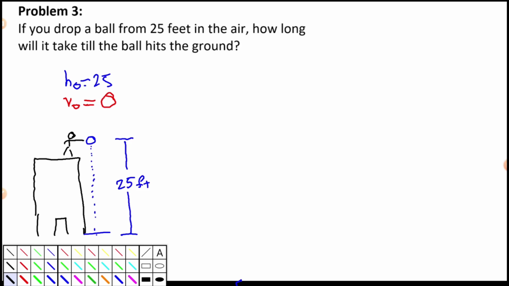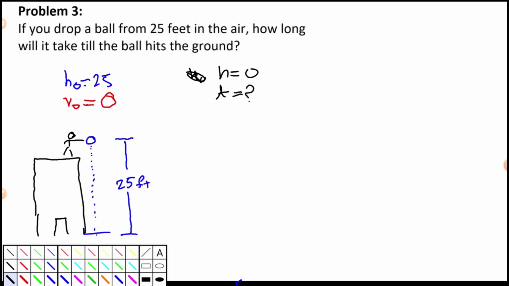If you drop a ball from 25 feet in the air, how long will it take to hit the ground? So hitting the ground, again, remember like last problem, is going to be when your height is equal to 0, because that's when it's going to hit the ground. And how long is the time? So that means the time is what we're looking for. So we need to find time.